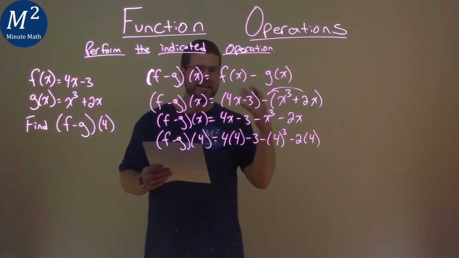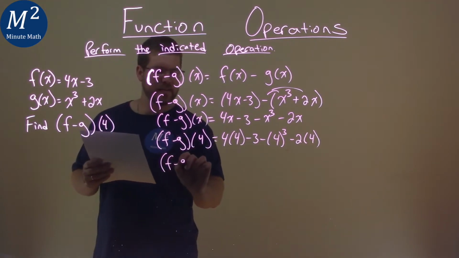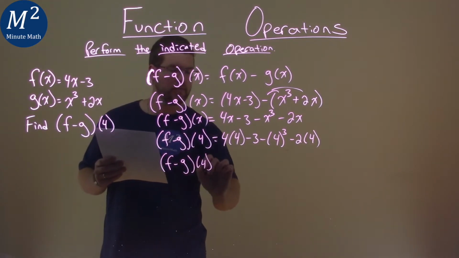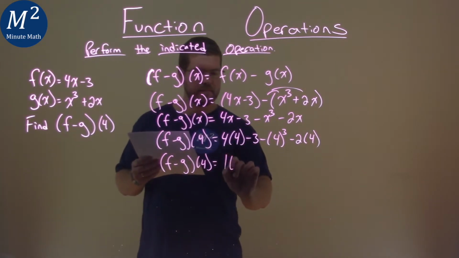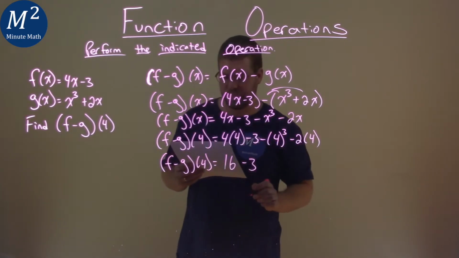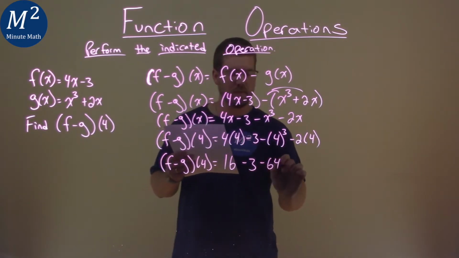Helps make sure I don't lose anything. So again, we now have f minus g of 4. We substituted 4 in. Let's go simplify. 4 times 4 is 16. We have a minus 3 here. And then 4 to the third power is 64. So we have minus the 64, and 2 times 4 is 8.